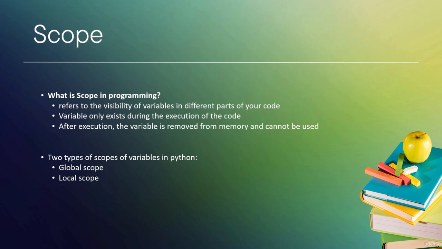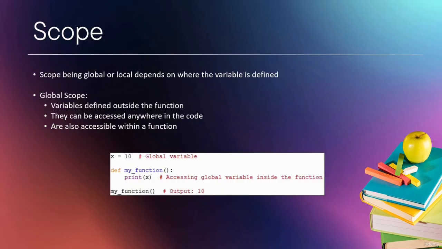There are two types of scope for variables in Python. One is global scope and the other is local scope. Scope basically depends on where the variable is defined in the code. A global variable can be used throughout the code, irrespective of where we call it. It is defined outside a function. Any variable outside a function is global, and by default it can be accessed anywhere in the code, including within a function.